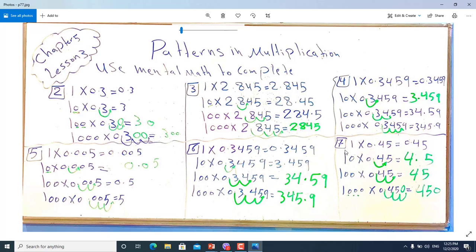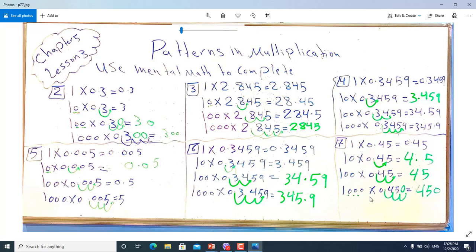And from number 7, 1 times 0.45, it is 0.45. 10 times 0.45, 10, that means we move the decimal point one place. It takes place between 4 and 5. This 0 we don't write again because a 0 at the front doesn't have any value in a whole number. And from there we have 100 times 0.45. That means we move this decimal point two places to the right. So 1, 2. It will be after 5, so we don't write this.